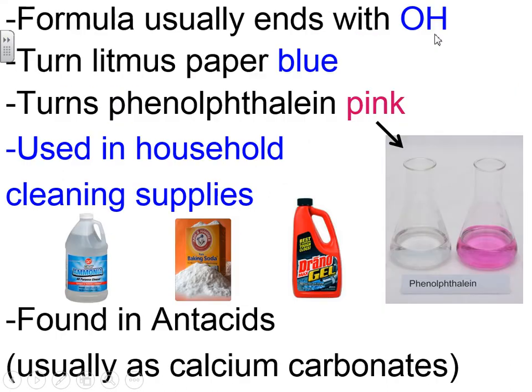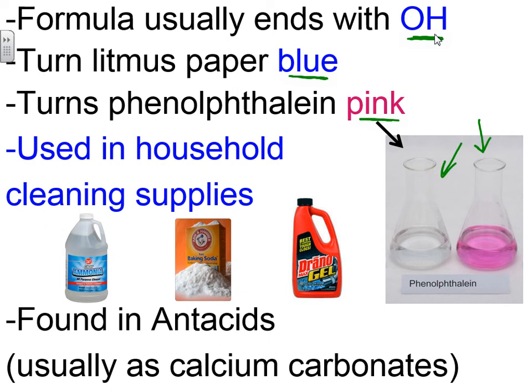In terms of the reaction of hydroxide, the formula usually ends with OH if it's a base, not always, but usually, and it turns litmus paper blue. So the indicator that turned red in an acid now turns blue in a base, and it turns the other indicator we've talked about, phenolphthalein, pink. Phenolphthalein is actually used a lot for laboratory determinations of an acid or a base solution, and we'll do a number of these experiments hopefully, and you go from clear to pink if you're in a base.